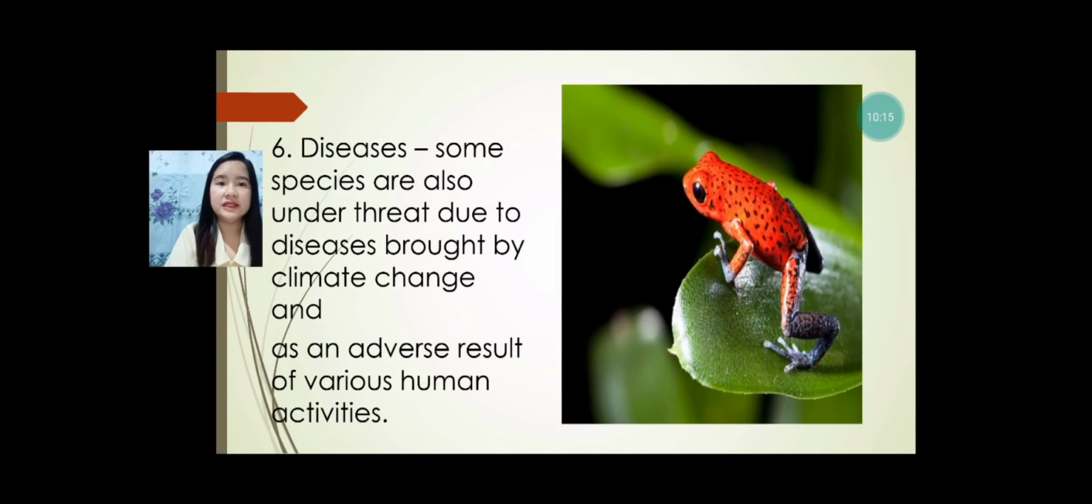Number 6 is diseases. Some species are also under threat due to diseases brought by climate change and as an adverse result of various human activities. An example is the decline in amphibian population because of a fungal disease, which later resulted in the extinction of the golden toad.